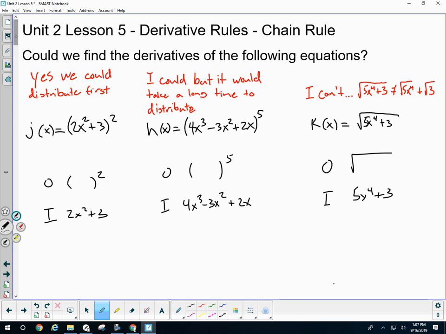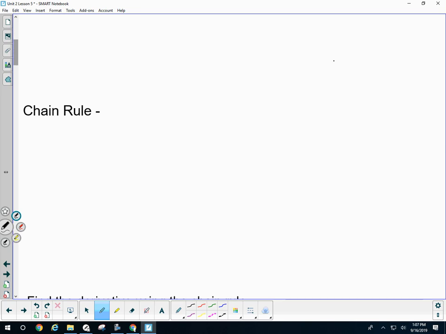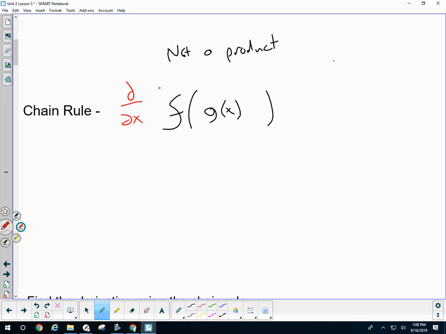Okay? The rule to deal with them is called the chain rule. When you have a composition of functions, that means you have an outside function and you got an inside function. This is not a product. F of g of x is a composition, not a product. You're asked to take the derivative of this composition.